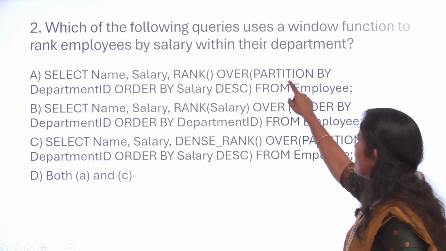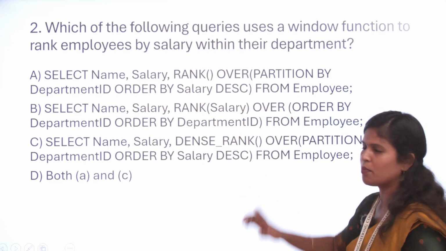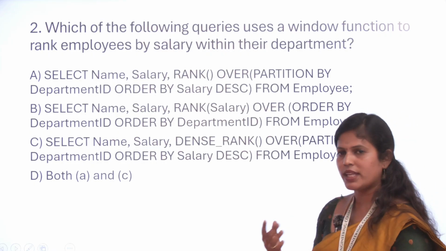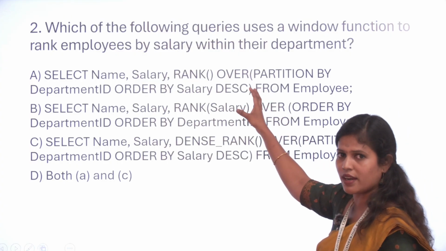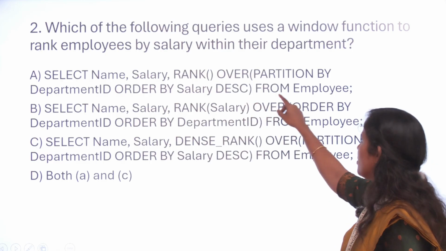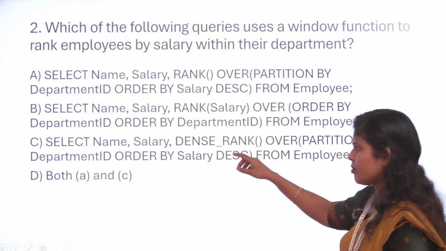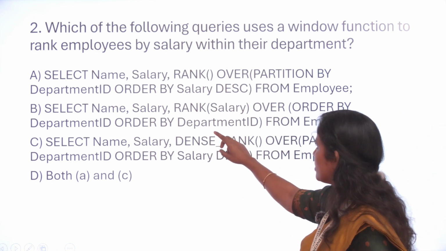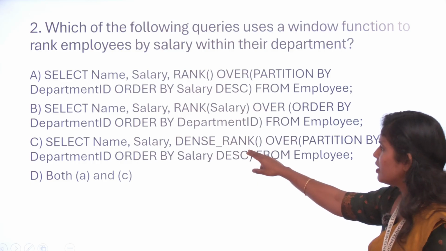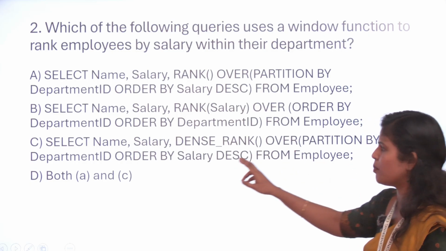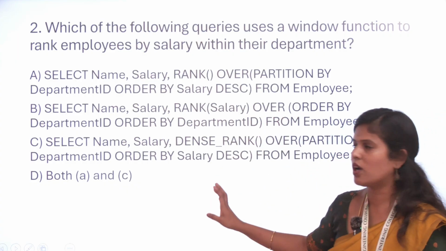So you can see here OVER, from RANK, PARTITION BY department ID, and you can ORDER BY their salary. They have used the ORDER BY clause as well, with descending, from the employee table. So this one is correct, and C is also correct, because they have used DENSE_RANK OVER PARTITION BY department ID, ORDER BY salary. So both A and C are correct.